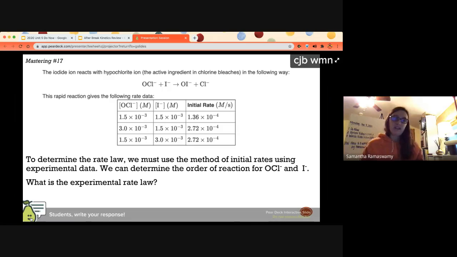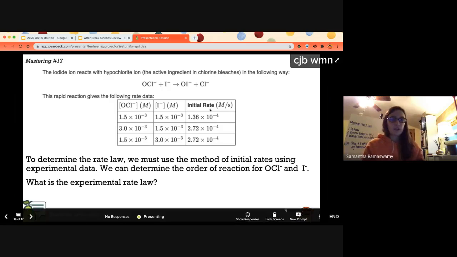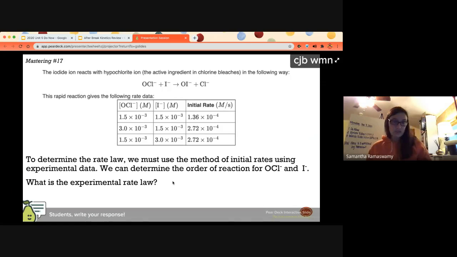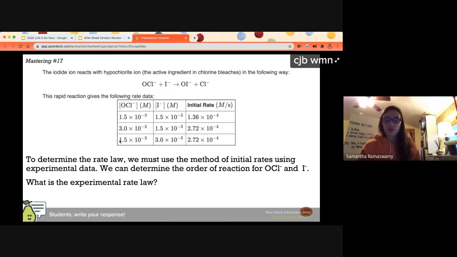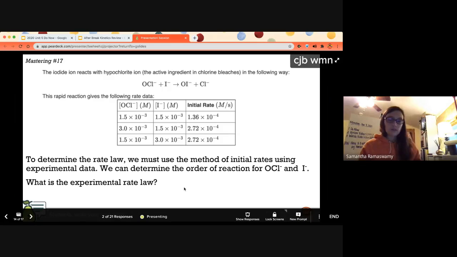The iodide ion reacts with hypochlorite, and they give you the balanced equation, and then they give us data here. They give us trial 1, trial 2, and trial 3. Remember, to determine the rate law, we have to use the method of initial rates using experimental data. What that means is you have multiple trials, multiple reactions that you have to use. We can determine the order of each reactant. The order of reaction for OCl minus means what's the order of OCl minus? The order of reaction for I minus, what's the order of I minus?